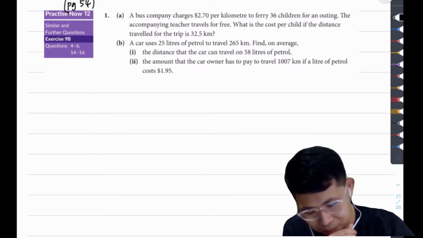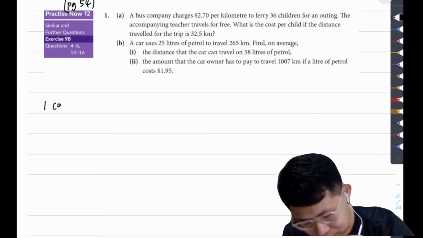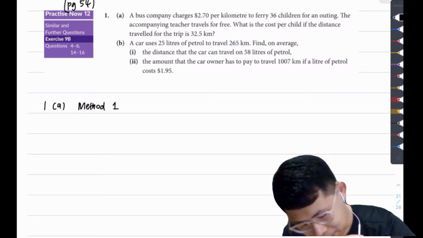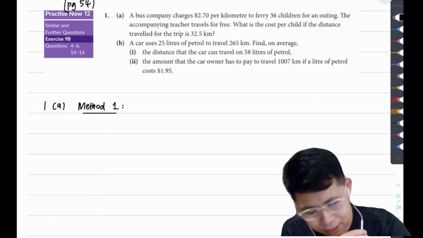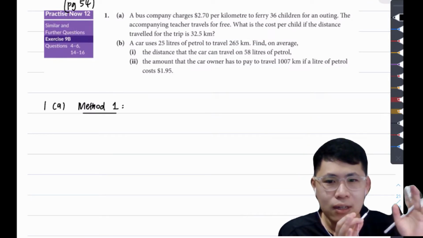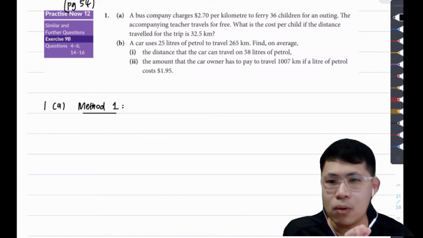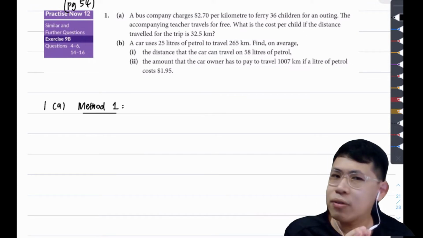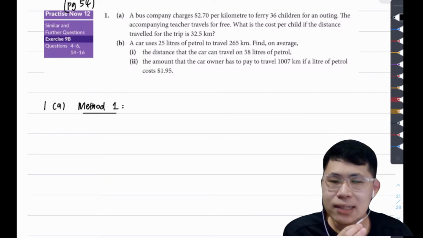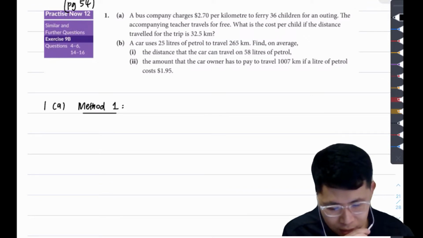So we have two methods over here. I'm going to present you two methods over here. So method 1. Method 1 is going to make use of our unitary method, and I think when we have two or more, maybe three or more quantities, the unitary method would be better. It actually keeps track of things clearer. So let's take a look at this.